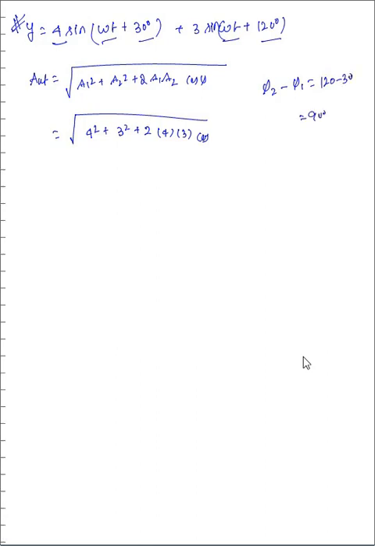If you substitute here, 90 will come here. This value will get cancelled. Cos 90 will become 0. Again, root of 4 square plus 3 square. 16 plus 9 will be equal to under root 25. That will be what we got? 5. Therefore, A net equal to 5 we got here.